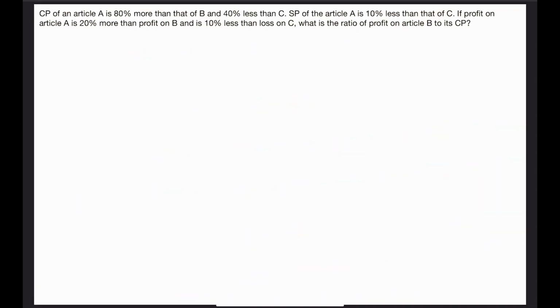So let's solve the next question. CP of an article A is 80% more than that of B and 40% less than C. SP of article A is 10% less than that of C. If the profit on article A is 20% more than the profit of B and is 10% less than C, what is the ratio of profit? Okay, this is a ratio type of question. CP of article A. Let's take A, B and C. Whatever the ratio is given, let's try to take.